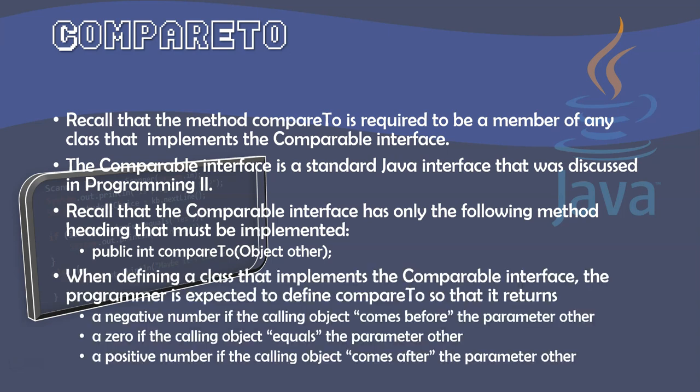public int compareTo(Object other). So when we define a class that implements the Comparable interface, the programmer is expected to define compareTo so it returns either a negative number if the calling object comes before, a 0 if the calling object equals the parameter, or positive if it comes after the parameter.